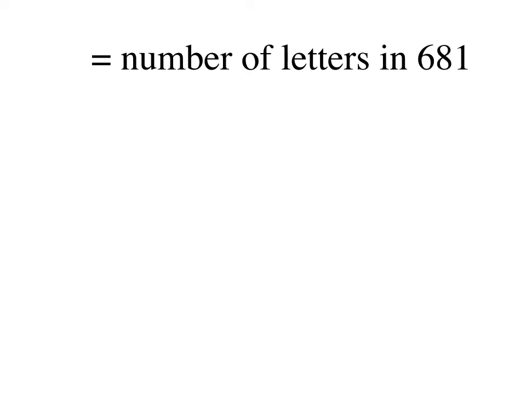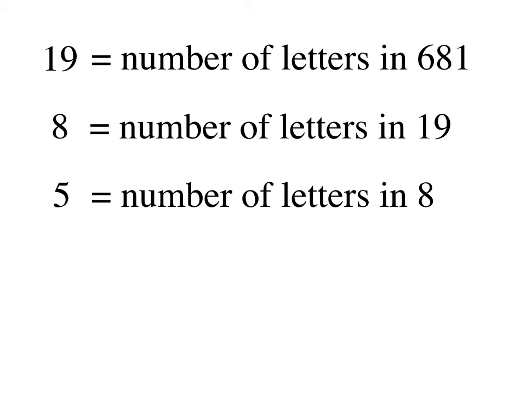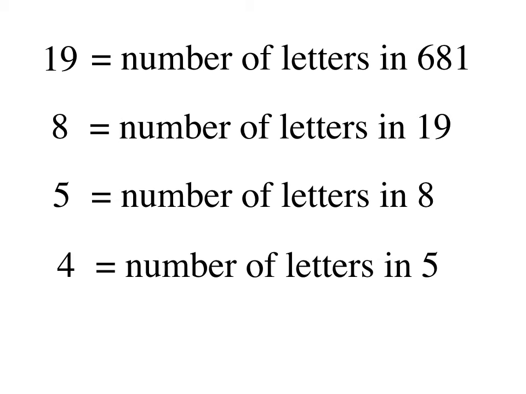Try 681. The number of letters in 681 is 19. The number of letters in 19 is 8. The number of letters in 8 is 5. The number of letters in 5 is 4. And 4 goes to itself. But strangely enough, it works every time. Eventually it always lands on 4, though it might take multiple iterations.